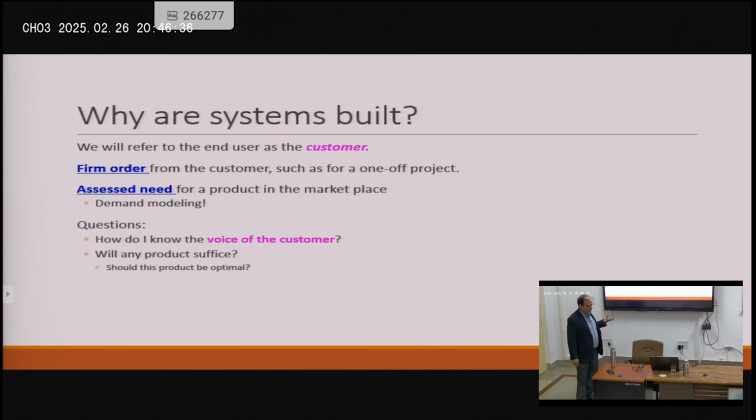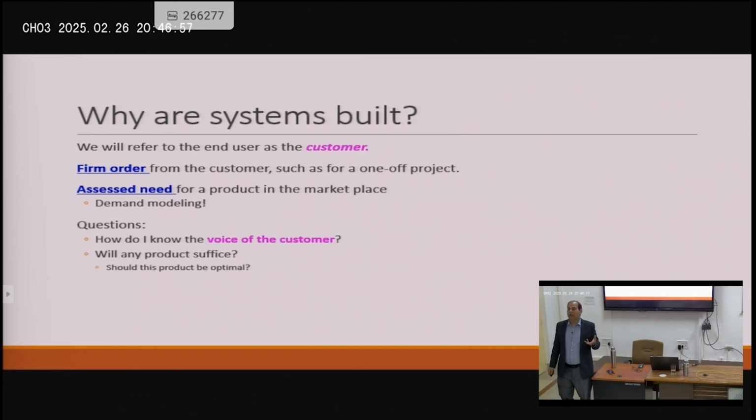Okay, so the other questions we can ask while we're thinking about this, to get a little bit deeper into why and how systems are built, is: how do I know the voice of the customer? What does the customer want? That's not as easy as you might think. And then, will any product suffice? That's also not as easy as you might think, right?